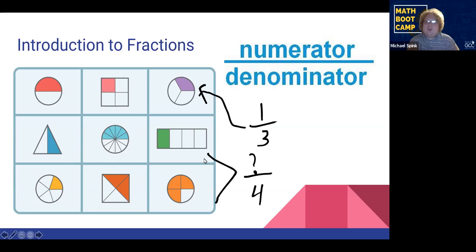How many pieces do we have? Well, how many of them are shaded? One of them. So we have 1/3.